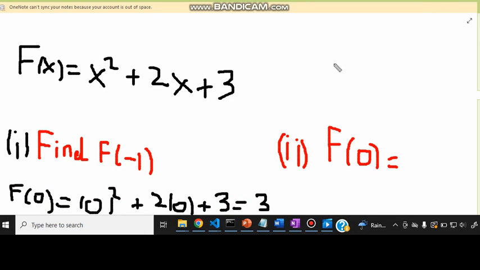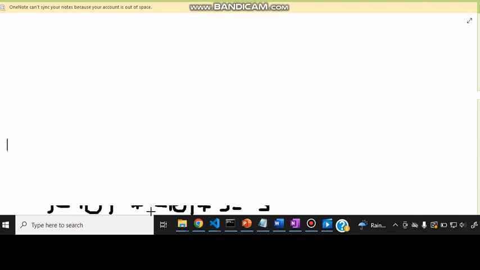And then for the second one, if we input 0, that's going to be 0 squared, which is 0, plus 2 times 0, which is 0, plus 3, so that equals 3 then. Okay, so that's the answer for those two. So in this case, we have the input and we're trying to find the output. Okay, so now I'll go through some other examples for functions.